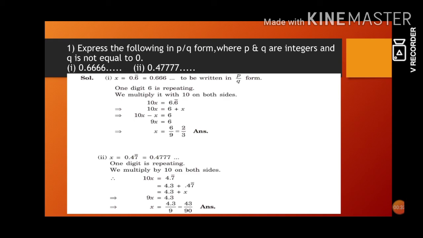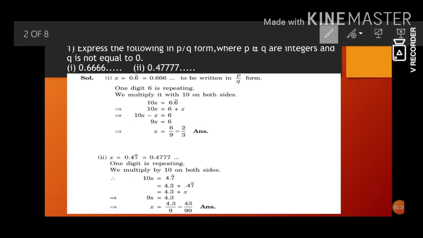Now 0.6 bar can be written as 0.666 dot dot dot. So only one number, that is 6, is repeating itself. So we will multiply with 10. Since only one number is repeating, we will multiply it with 10 on both sides. So we will get 10x is equals to 6.6 bar, which implies 10x is equals to 6 plus 0.6 bar, and 0.6 bar is nothing but x, so we can write 6 plus x.